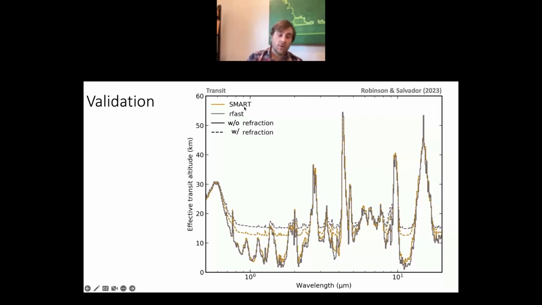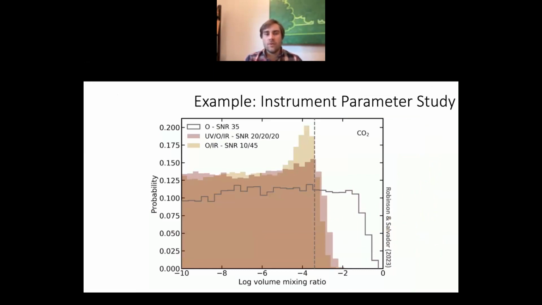You can't do, or at least I don't suspect that right now it's easy to do a full ray tracing calculation inside of a tool that you would want to use in an inverse setting. And so instead, we use an analytic approximation in rfast to the refraction floor. We've used it to understand how if you change the setup of your instrumentation, say if you just have optical data versus UV, optical, and infrared, thinking about Habitable Worlds Observatory at different SNRs, what kind of different constraints could you expect to get for atmospheric gases?